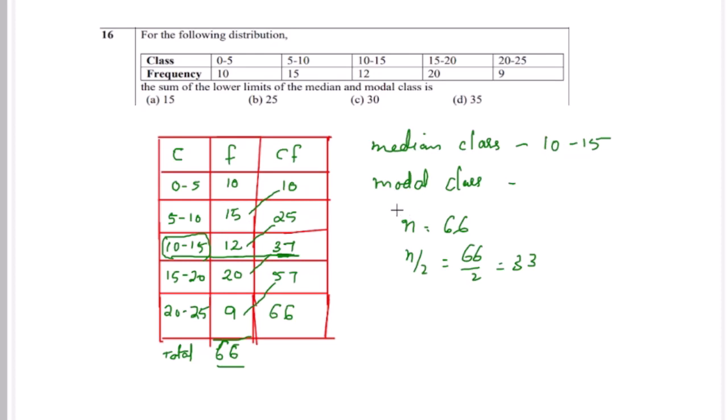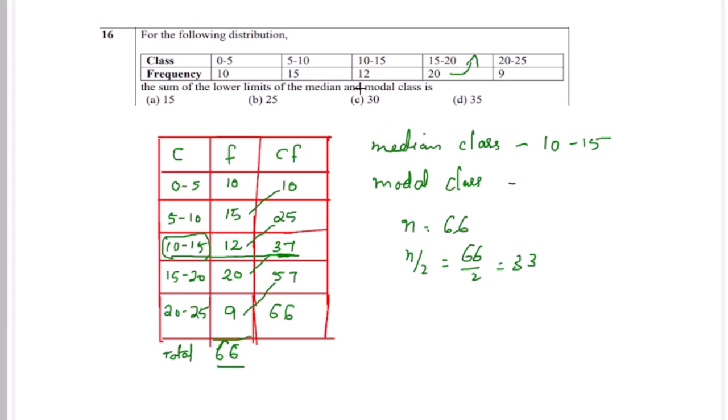What is the modal class? How to find out the modal class? Here, the highest frequency. First you search for the highest frequency. The highest frequency is here, 20. So the corresponding class is the modal class.